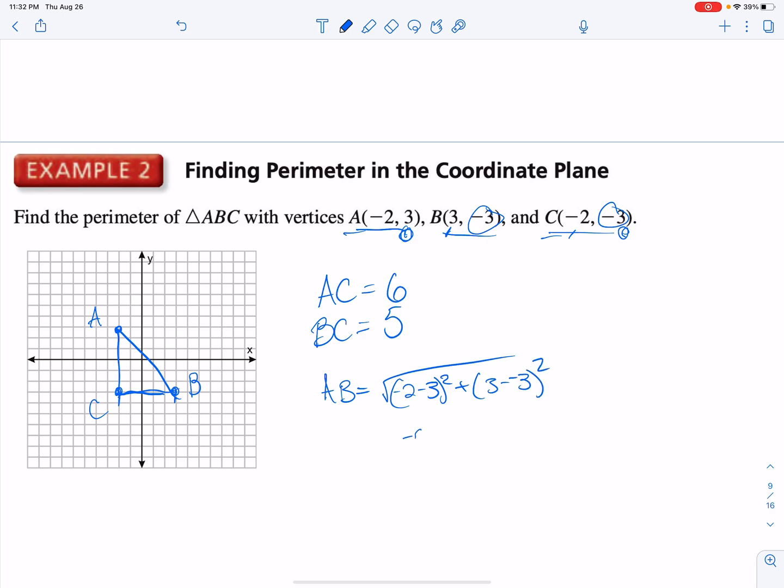So -2 minus 3 is -5. We have to square that. 3 minus -3 is 6. We have to square that. So we get the square root of 25 plus 36. If we add those up, let me punch that in real quick. So we have 25 plus 36, and then we take the square root of that. And we'll keep 2 decimals, so after you add that up and square root, you get approximately 7.81. And then if I just add 11 to that, that's what I should have for my perimeter. So my perimeter is approximately 18.81 units.